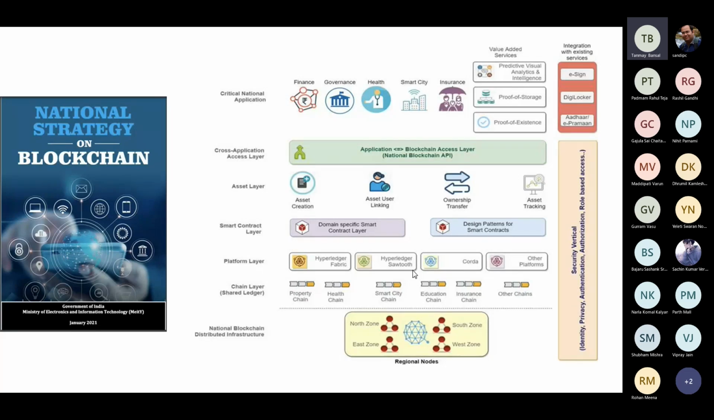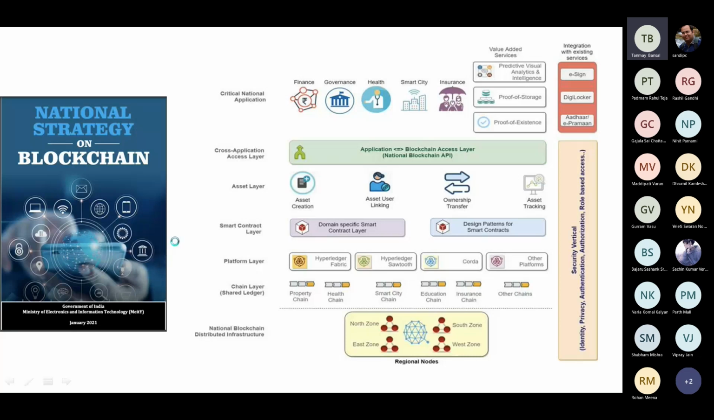Now, the government of India, under the aegis of the Ministry of Electronics and Information Technology, MeitY in short, typically handles these types of requirements, such as developing a national strategy on blockchain. One of the arms is C-DAC, and there are also other organizations within the ministry and the Department of IT. So they came up with a national strategy on blockchain.